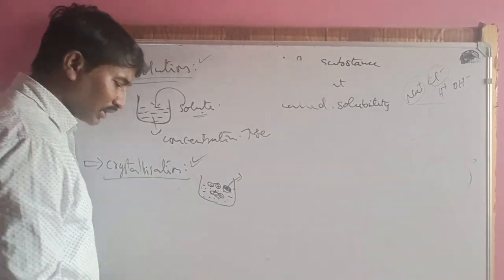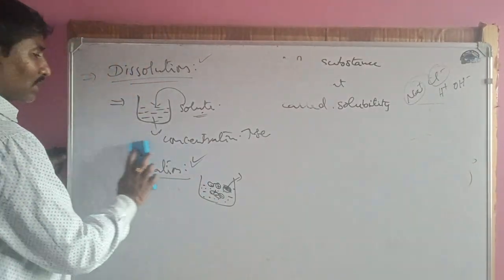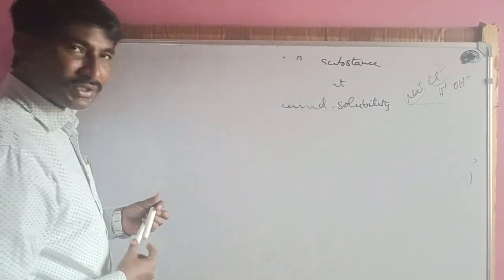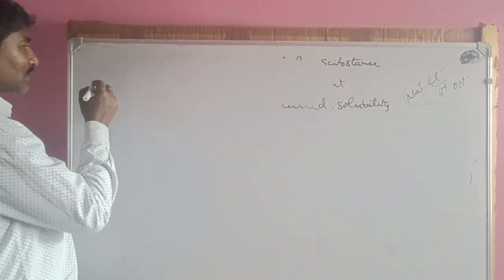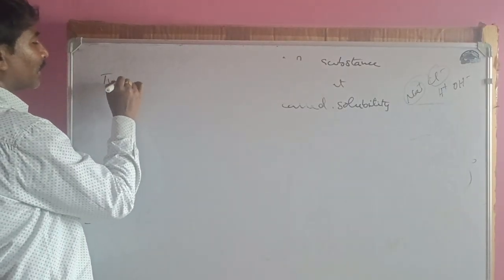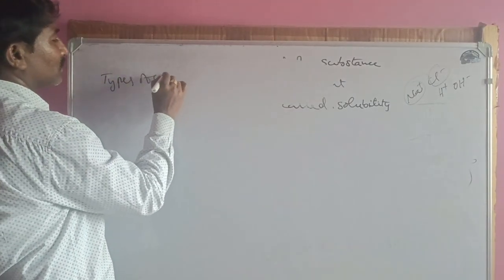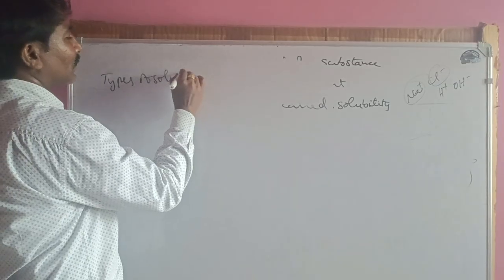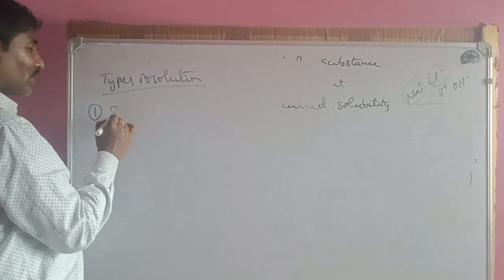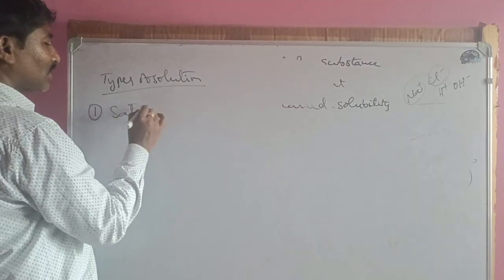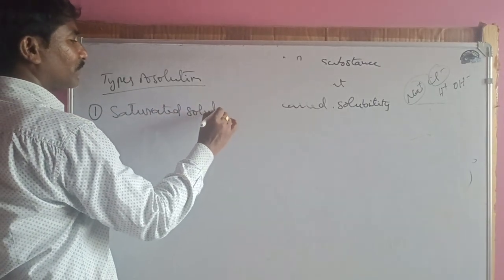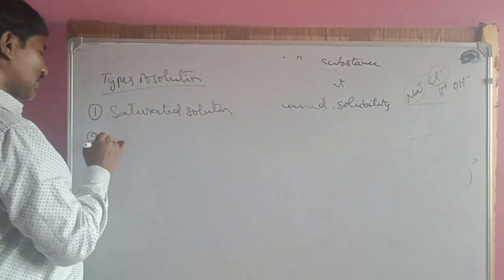The next one is types of solutions. In solubility, there are types of solutions. The first one is saturated solution. The second one is unsaturated solution.